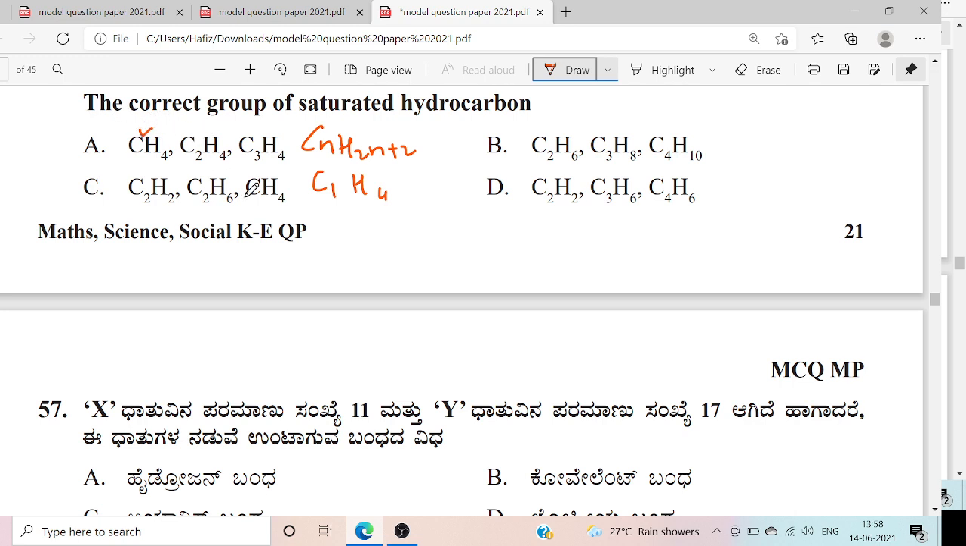Okay, let's try with the second one. If I place 2 here, then C2, 2 times 2 is 4, 4 plus 2, H6 we get, meaning again option A is not the right answer. Let us try with option B here. Same general formula, CnH2n+2. So see, if I place n value 2 here, then what do I get? C2, 2 times 2 is 4, 4 plus 2 is 6, C2H6, so this is correct.